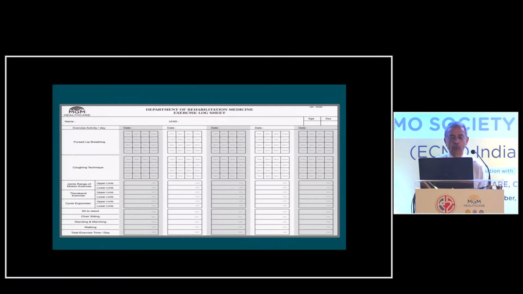Standing and marching, walking. So the total exercise time that we are aiming for our patients in the ICU is 30 minutes. Not in one go, but in bits and pieces, 2 minutes, 3 minutes, 5 to 10 times, and we get about 30 minutes of exercise. And we aim for 1% betterment every day. In 10 days it's 10%, and in 15 days we have about 15%.